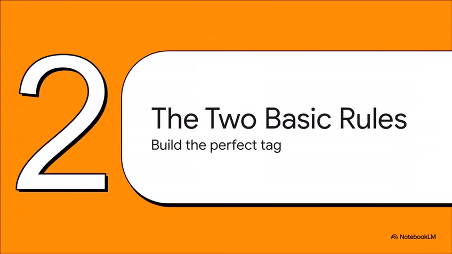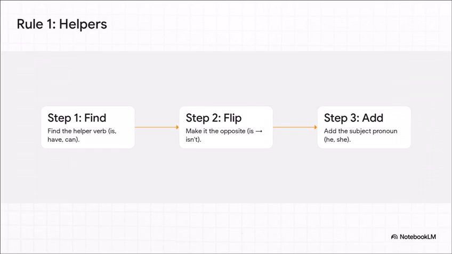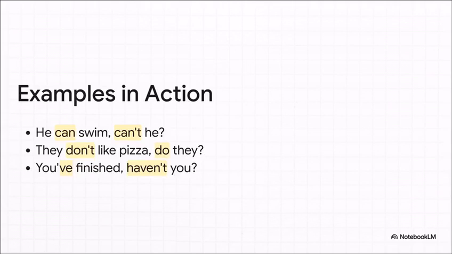All right, let's get into how you actually make these things. Don't worry, there are really just two basic rules you need to know to get it right every single time. Rule number one is the easy one, for sure. If your sentence already has one of those little helper verbs, like is, have, can, will, you just snatch it, make it the opposite, and stick the pronoun on the end. Bam, done. So look at this. He can swim, the tag becomes can't he? Or they don't like pizza. That flips to do they? See, it's that simple. You just find that helper verb and do the opposite.